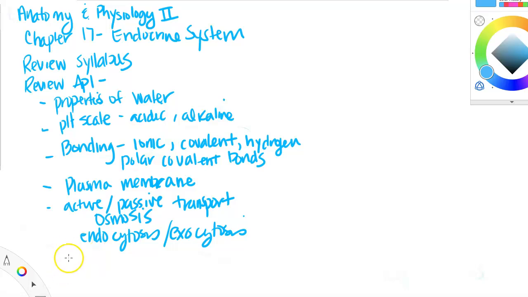Go through tonicity. Review hypertonic, hypotonic solutions, that type of thing.